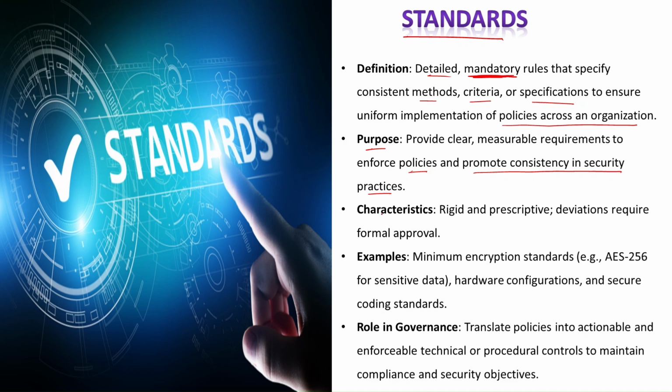Some characteristics of standards are that they are rigid and prescriptive. Deviations require formal approval of the leadership. Examples of standards include minimum encryption standards such as AES-256 for sensitive data. Let's suppose an organization uses this standard, it will be implemented. And as we said, it requires formal approval, so if due to any reason AES-128 is used, it will have to be formally approved by the leadership. So, what is the standard's role in governance? They translate policies into actionable and enforceable technical or procedural controls to maintain compliance and security objectives.